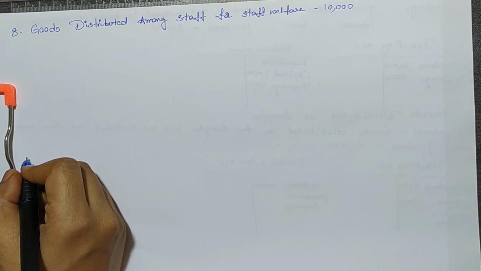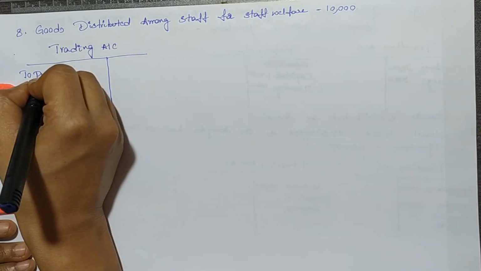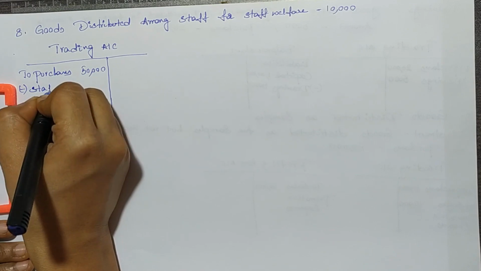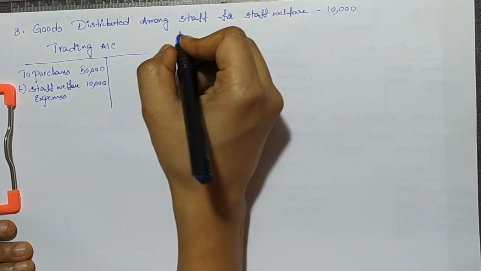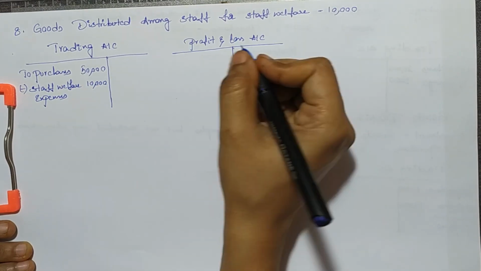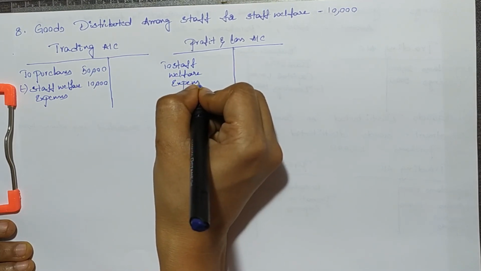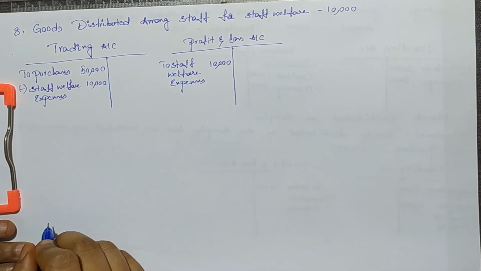Next adjustment is goods distributed for staff welfare, 10,000. This adjustment is the same as sales promotion expenses. Here also we will deduct the staff welfare expenses from the purchases amount on the debit side of the trading account, and also we will mention the staff welfare expenses on the debit side of the profit and loss account.